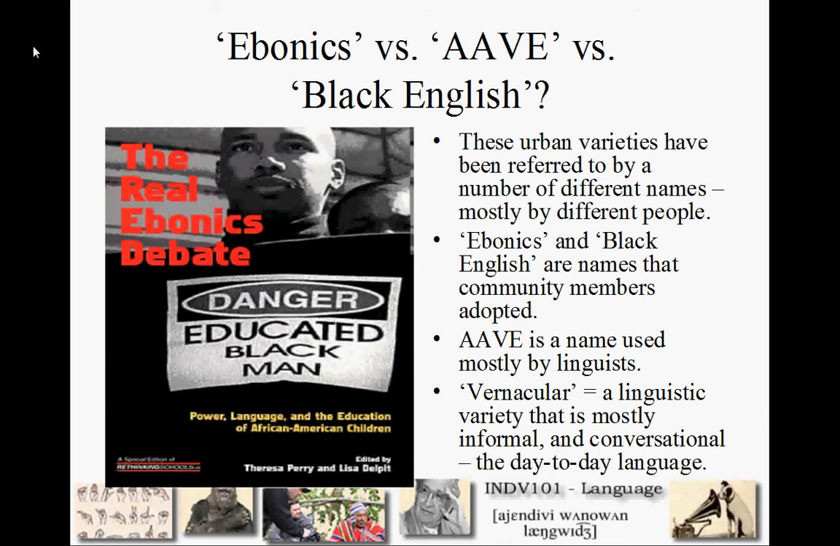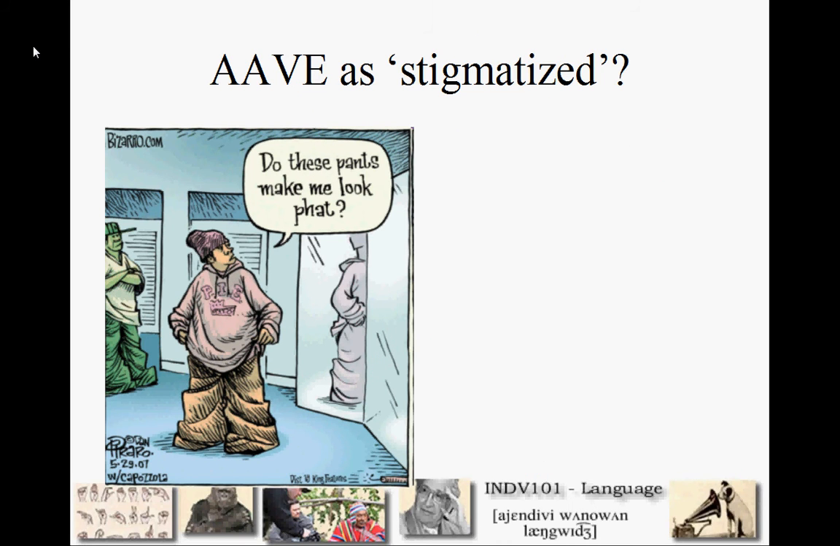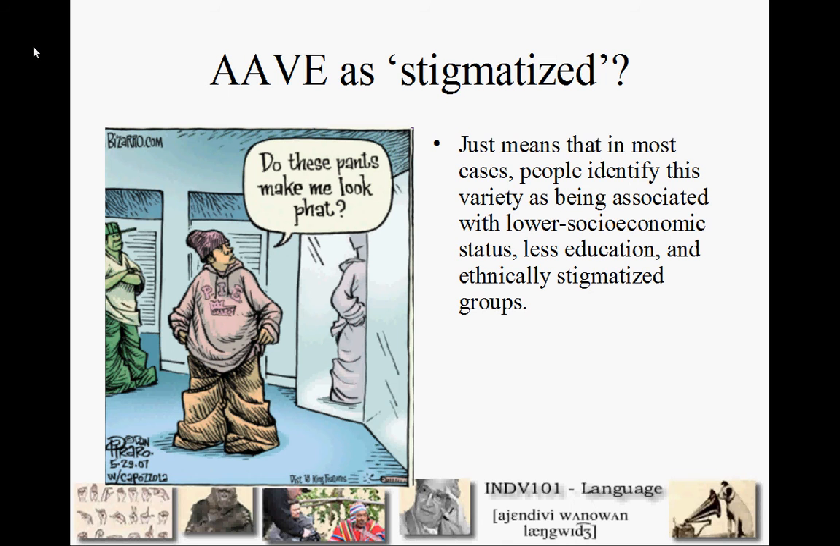And vernacular means basically a kind of language that is informal and used in conversational, day-to-day type language. So what makes us say that this is a stigmatized language? Basically just because usually if you ask someone on the street, they will say that this language is associated with a lower socioeconomic class, being less educated, and also of course because African Americans have traditionally been an ethnically stigmatized group in the United States.